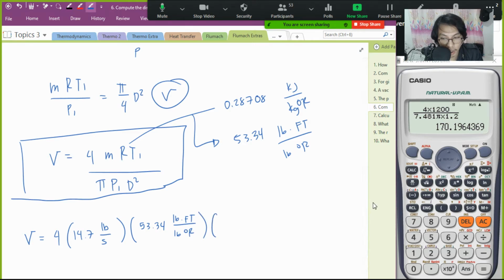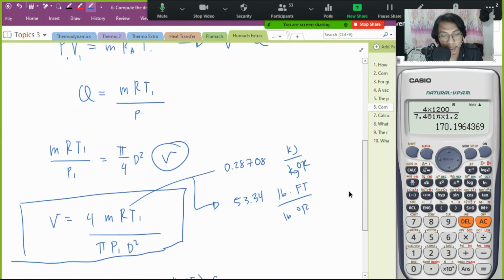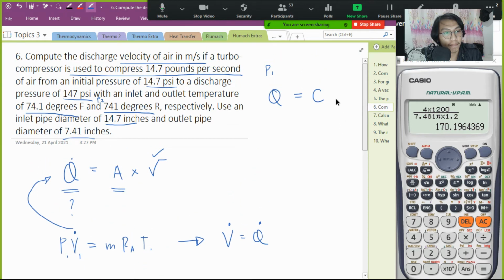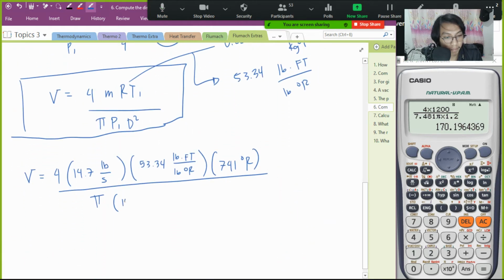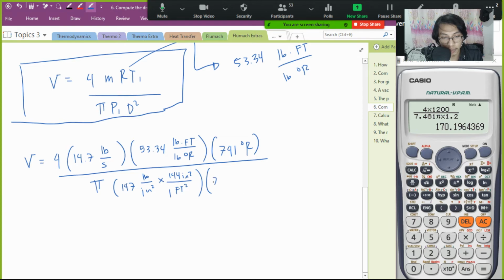Tapos, the temperature. Initial lang kukunin ko. Okay? O, kung gusto nyo, naka-Rankine na agad. O, yung pangalawa na agad, 741 degrees Rankine, over pi. Tapos, yung pressure ng pangalawa. Ano ba yung second pressure dyan? That is 147 pound per inch squared. Diba sabi ko, lagi mo multiply ng 144 inch squared per feet squared. O, meron ka ng pressure. Yung D na lang. Ano ba yung D dyan? Ang ginamit ko is 7.41 inches.